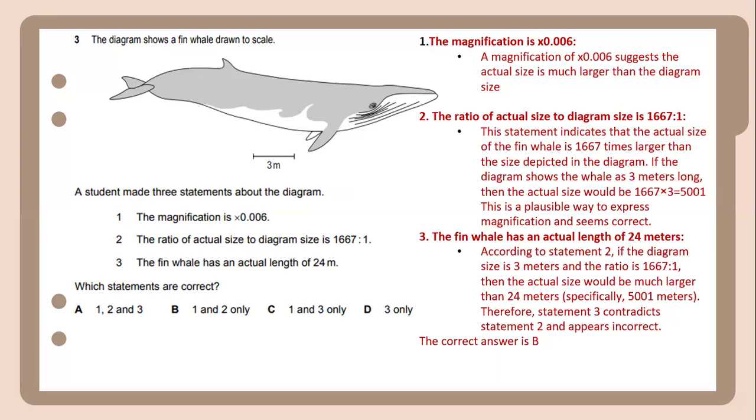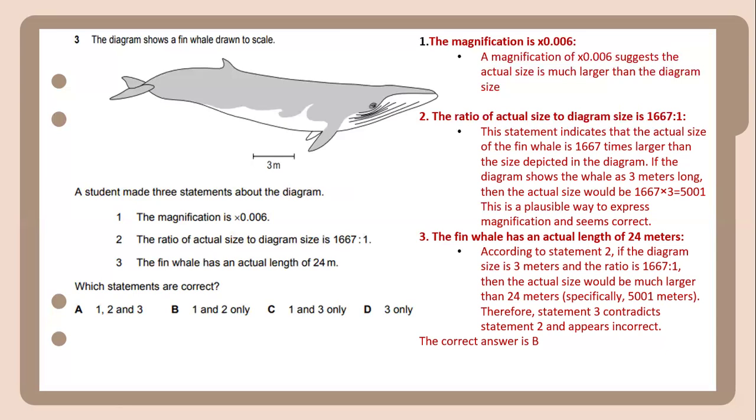And the ratio of the actual size to diagram size is 1,667 to 1. This statement indicates that the actual size of the fin wheel is 1,667 times larger than the size depicted in the diagram. If the diagram shows the wheel as 3 meters long, then the actual size would be 1,667 multiplied by 3, which is equivalent to 5,000 to 1. This is a plausible way to express magnification and seems correct.